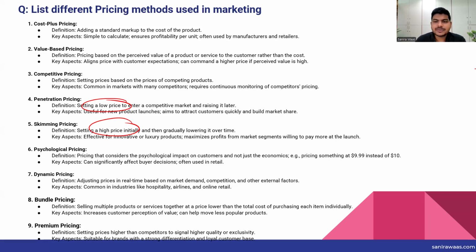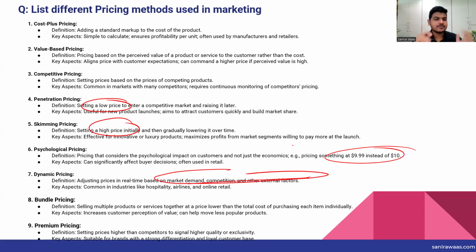Psychological pricing, as I said, is maybe around 9. You use 9.99 rather than 10. Many footwear brands like DSI and Bata use it. Dynamic pricing is when you don't have a fixed price. You change the price based on market conditions, adjusting it in real time based on market demand, competition, and other factors. Then bundle pricing, as I said, you combine things together and set one price.